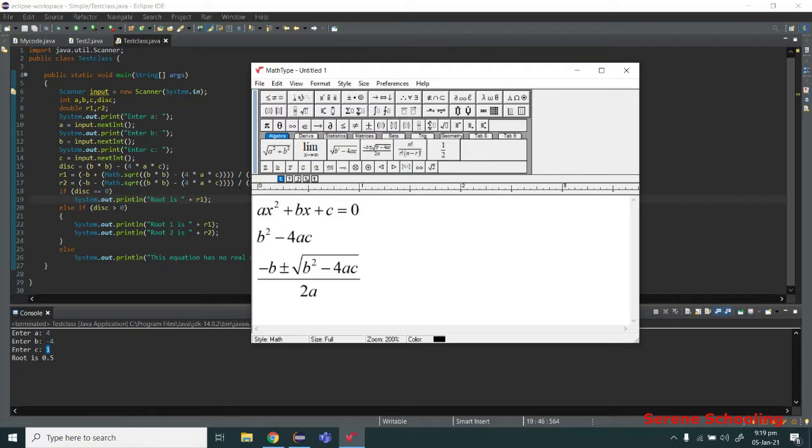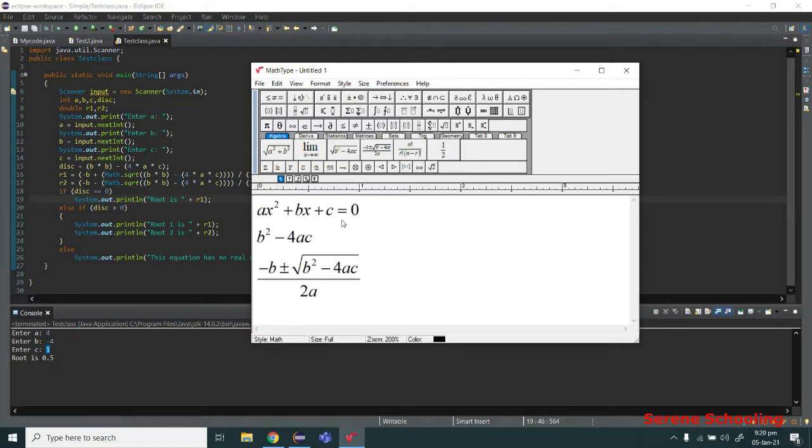Today we will talk about a program for finding all real roots of a quadratic equation. A quadratic equation is of this form: ax square plus bx plus c is equal to 0, where a, b and c are real numbers and x is our variable.